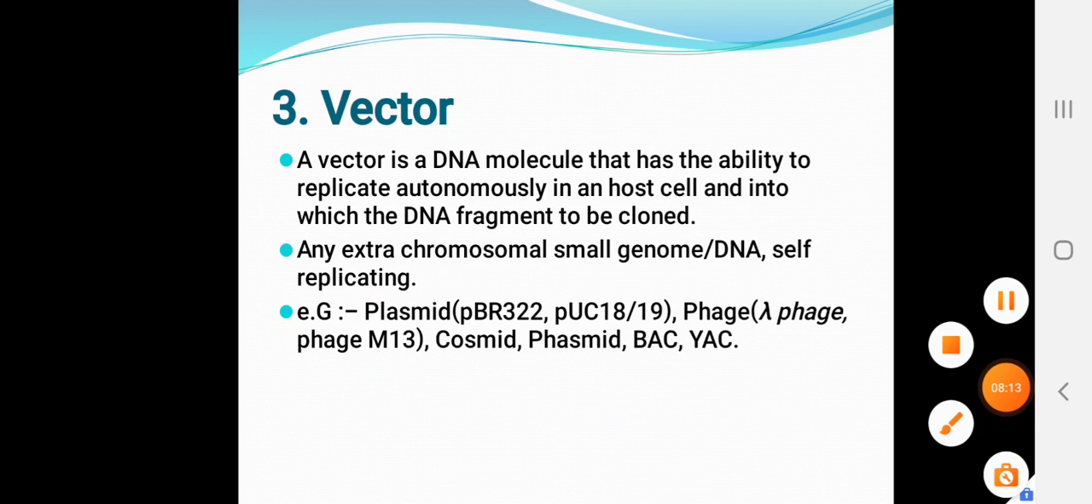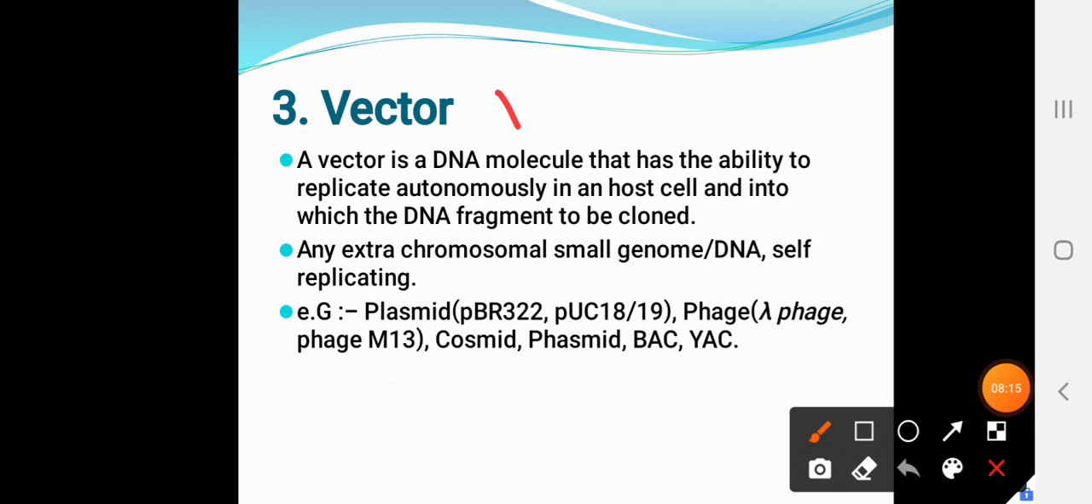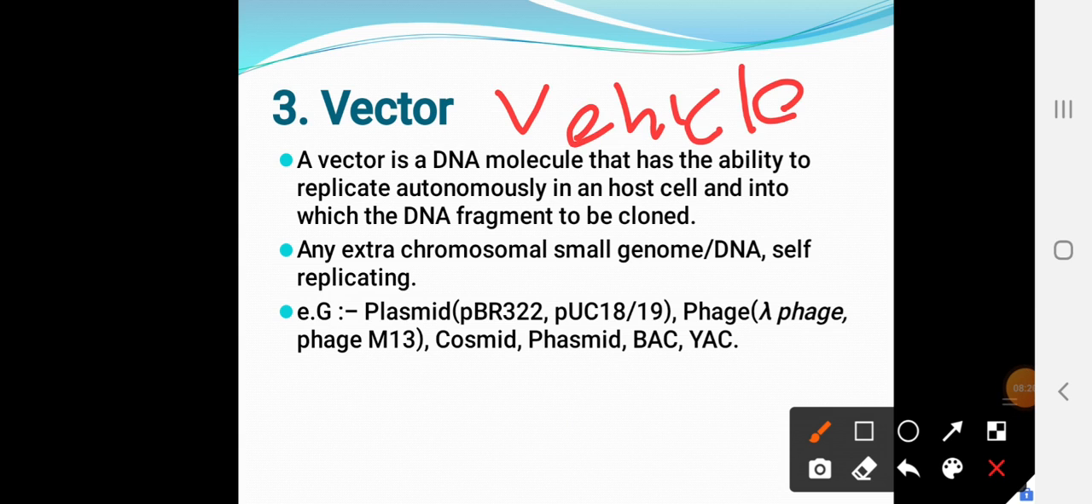The third one is vector. Vector means vehicle, which works as a vehicle. A vector is a DNA molecule that has the ability to replicate autonomously, meaning it can replicate itself and does not require any helper. It is in a host cell into which the DNA fragment has been cloned. It is an extrachromosomal DNA or genomic DNA. It is a self-replicating vector.